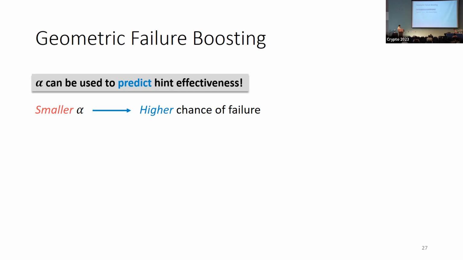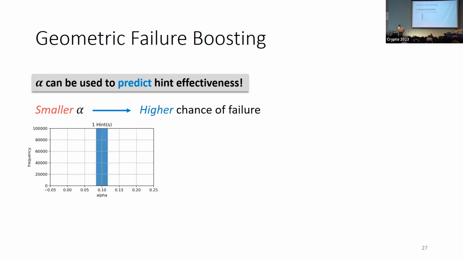And so the smaller your alpha is, if you compute this alpha parameter on an incoming ciphertext before you know whether or not it's a failing or not failing ciphertext, if the alpha is smaller, you actually end up having a higher chance of failure. Though it's kind of opposite of how effective it will be as a hint, because there's this tension between having a low probability event giving you more information.